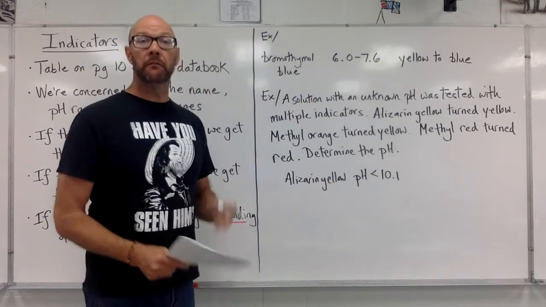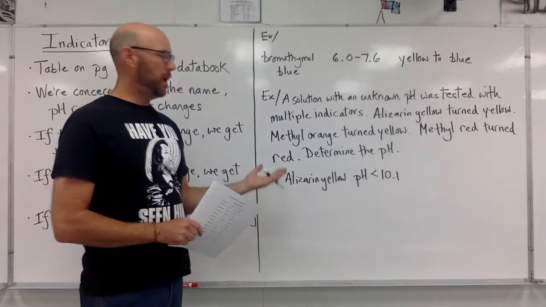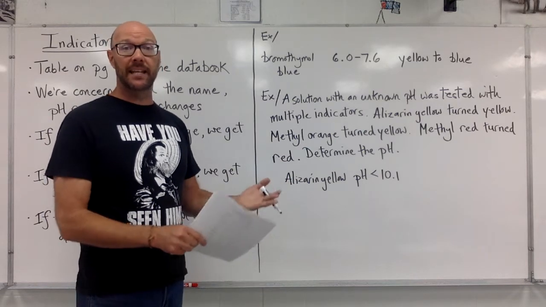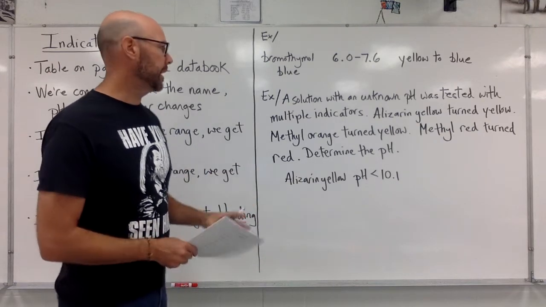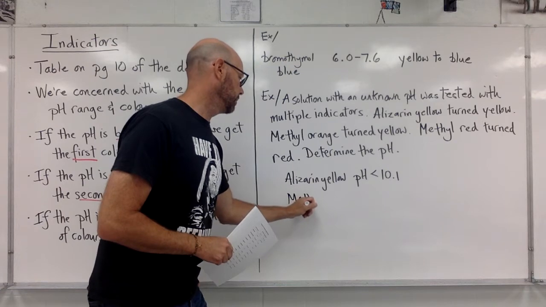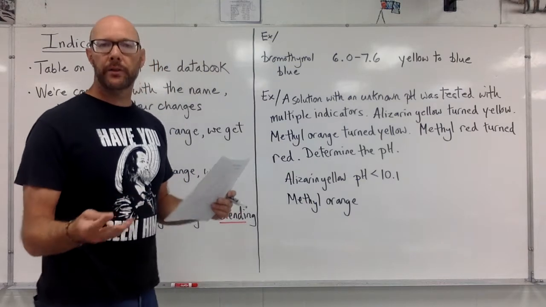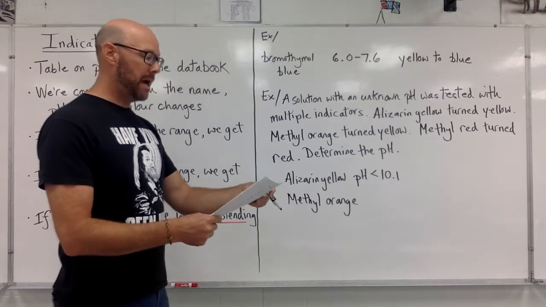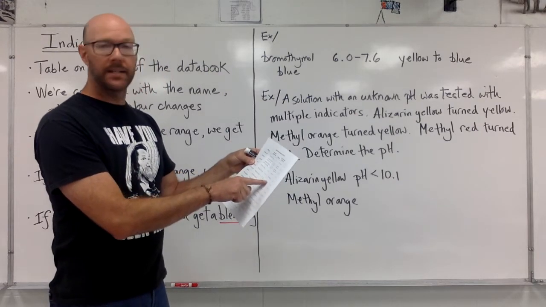Now, if I really wanted to know the pH of this solution, that's why just doing one test is not sufficient. If we only used alizarin yellow, we would just know the pH is less than 10.1, but it could be 9, 8, 7, 3. We don't know. One test doesn't really narrow it down a whole bunch. So we look at the next test. Methyl orange turned yellow. I've never even heard of methyl orange maybe before, so I have to find it on the table. Where is it? Make sure you look at the right place. Methyl orange. I found it here on the table. It has a range, 3.2 to 4.4, and it says red to yellow.